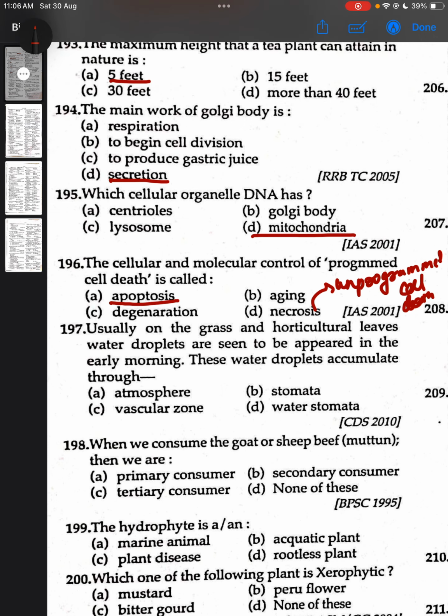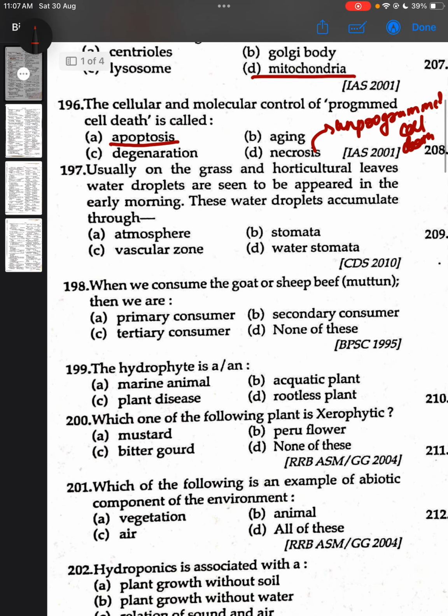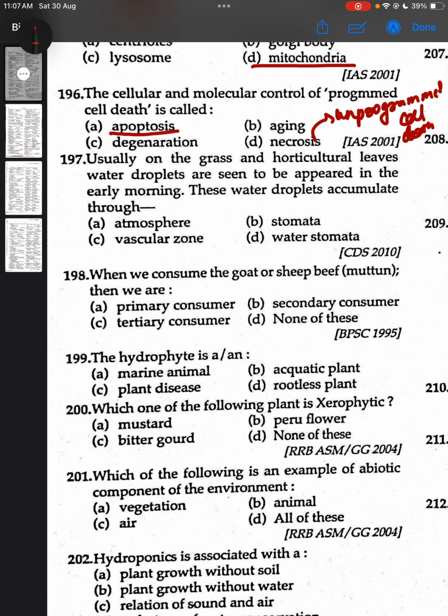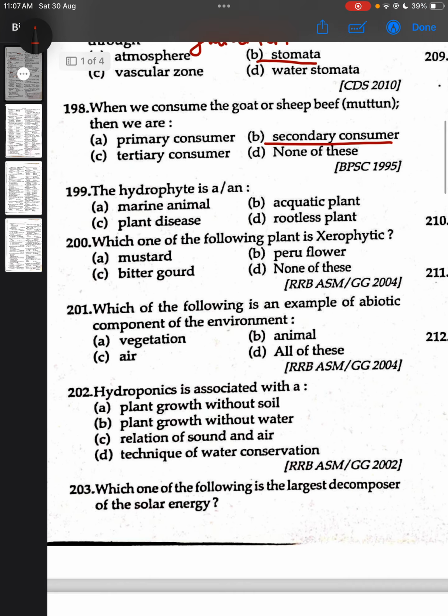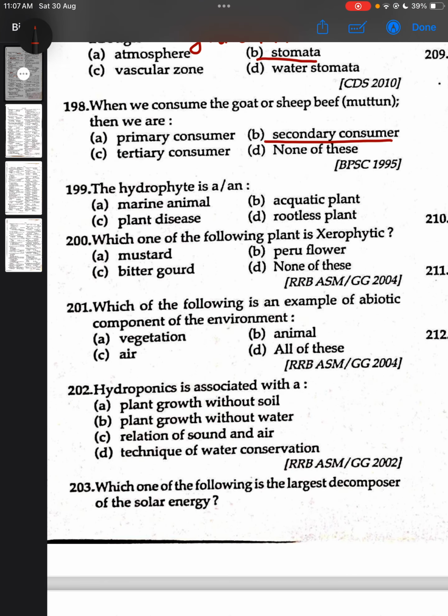Usually on the grass and horticulture leaf, water droplets are seen to appear in the early morning. These water droplets accumulate through stomata, and this process is known as guttation. When we consume goat or sheep mutton, then we are secondary consumer. The hydrophyte is an aquatic plant. Which one of the following plants is xerophytic? Correct answer is none of these.